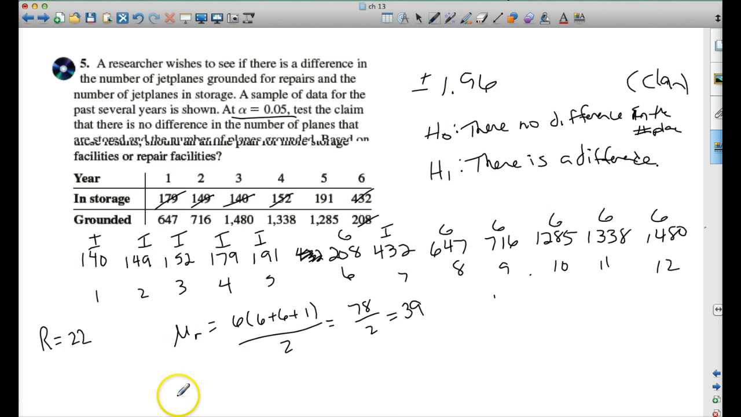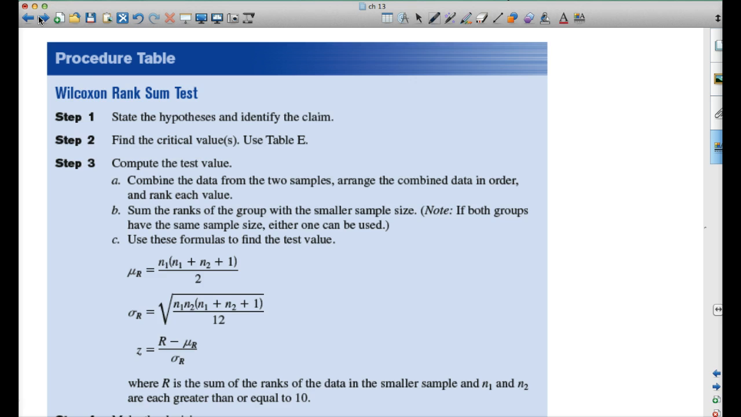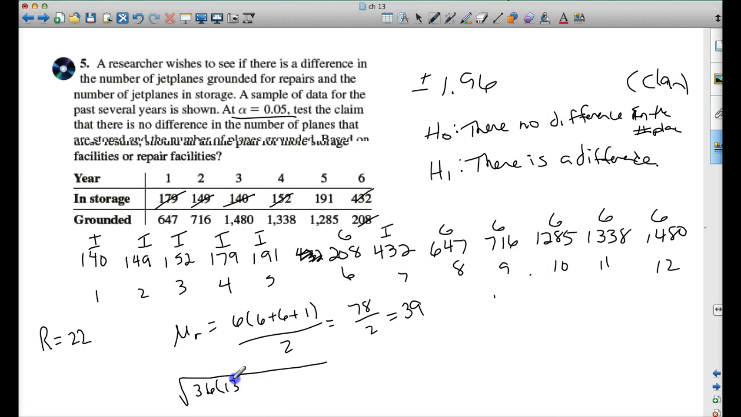Sigma R, so we're going to take a square root of N1 times N2, so it would be 36 times 13 divided by 12, square root of that. So really what we have here is the square root of 39. The square root of 39 is approximately 6 point something, 6.3 or something like that, approximately 6.3.